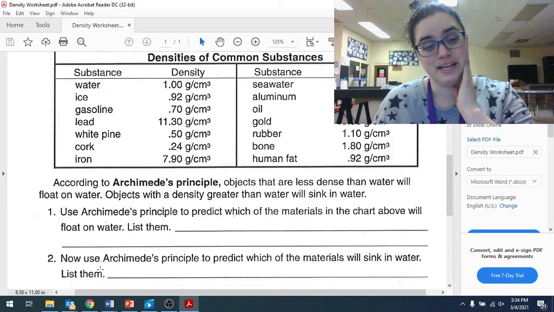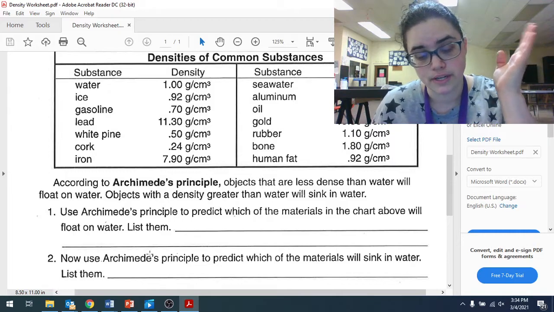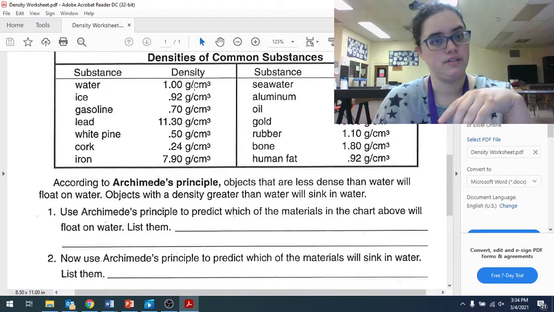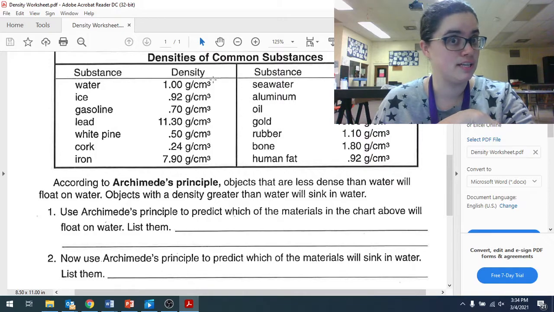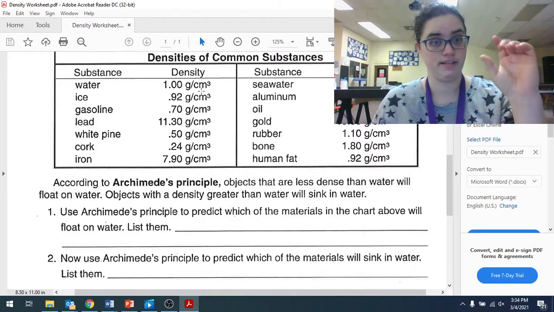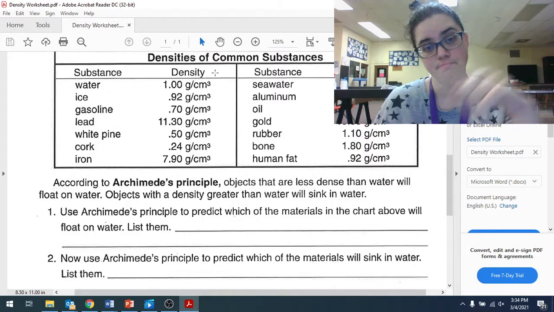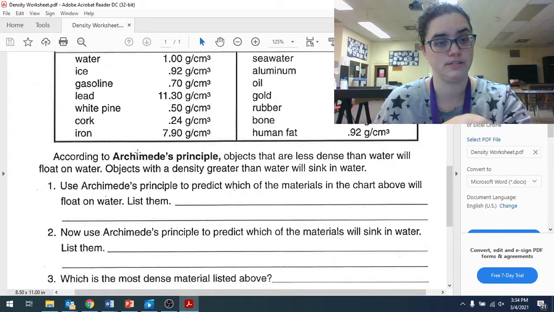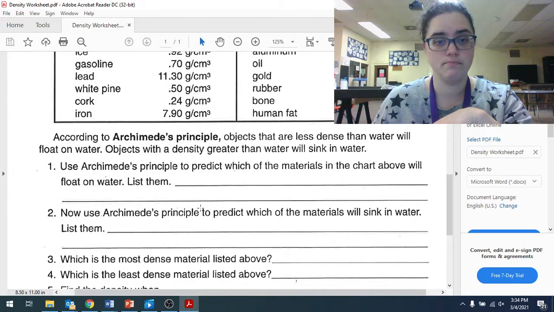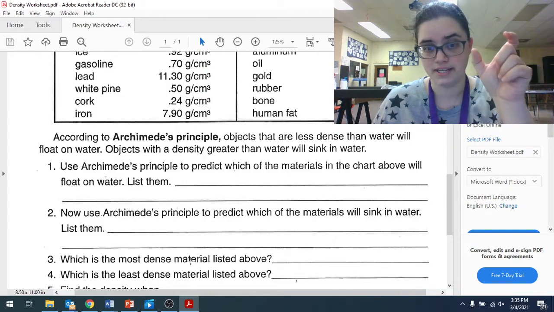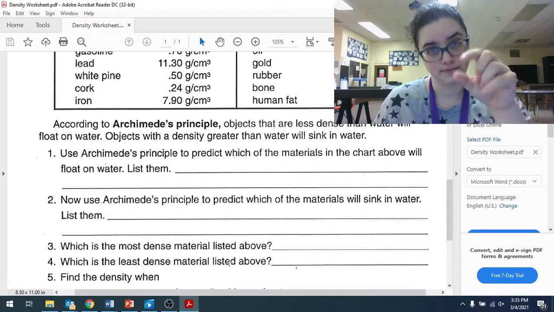Ew. So now we're going to use Archimedes' principle, it's not spelled right, to predict which will sink in water. So you go through anything more than 1 gram per cubic centimeter, that's going to sink in water. If it's just a chunk of lead, it's going to sink. Iron will sink, things like that. So just list them out. Find which one's the most dense, which one's got the largest number in the density column, and which one's the least dense, find the smallest number.